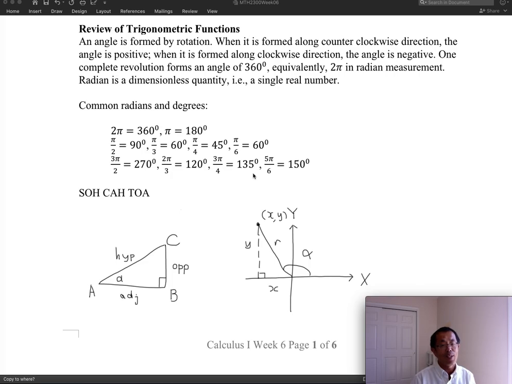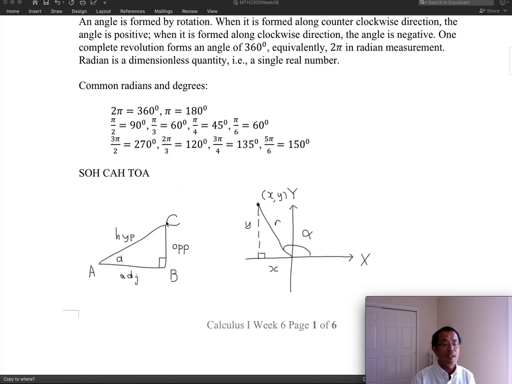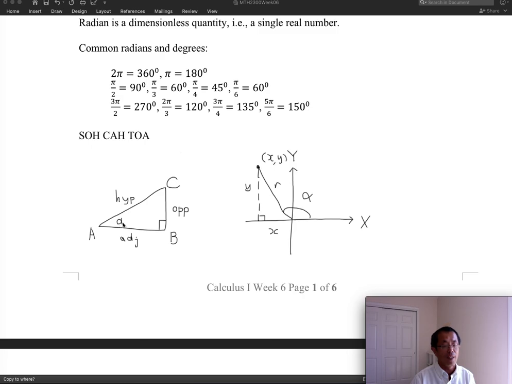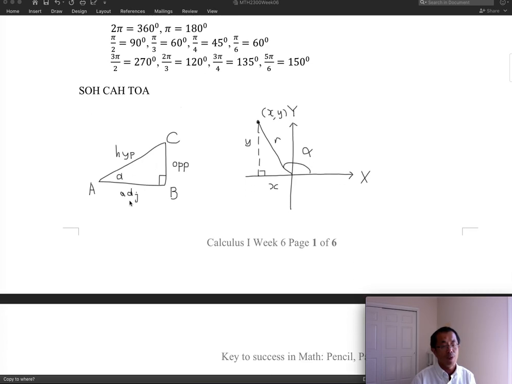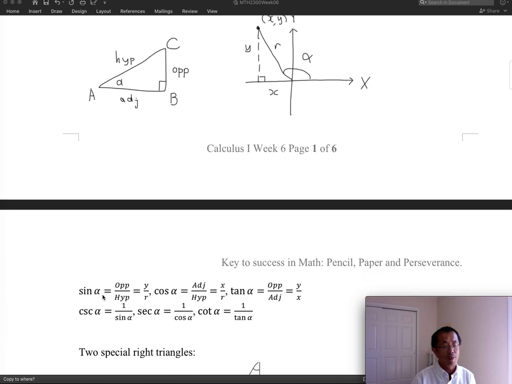To make it simple, I suppose you know the very famous phrase, SOHCAHTOA. Basically, for trigonometric functions, I denote the angle here as alpha. From the point of view of this angle alpha, this side is the opposite side, the line segment AB is the adjacent side, and certainly the longest side of the right triangle is the hypotenuse.